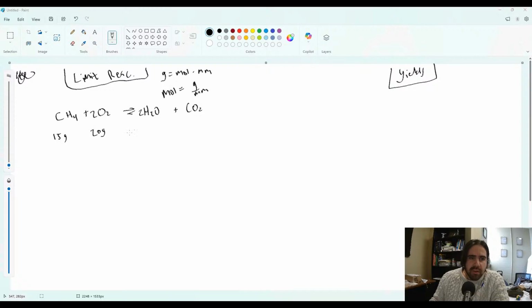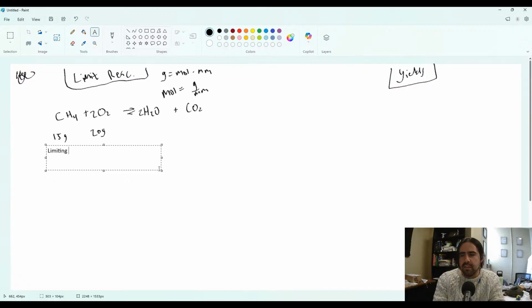That is a question that involves the concept of the limiting reactant. I'll just do a little text box because it's so much easier to type. So limiting reactant can be described as the reactant that is completely consumed in the reaction. That reactant that is used up first, that's our limiting reactant.